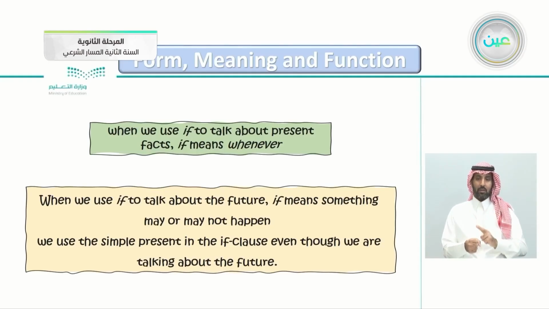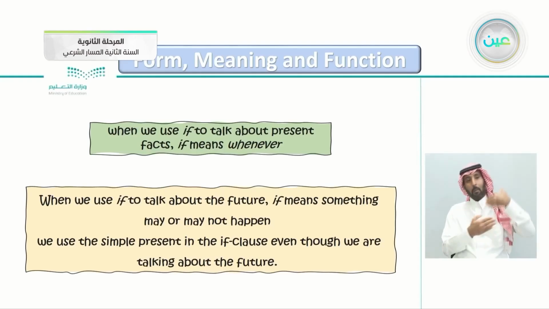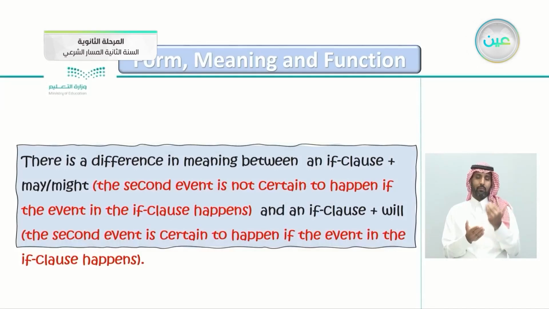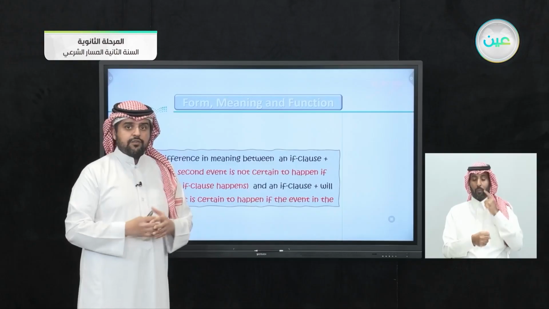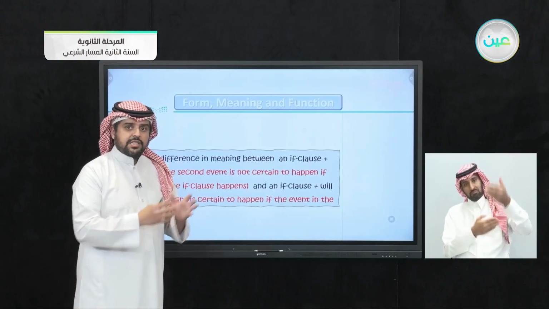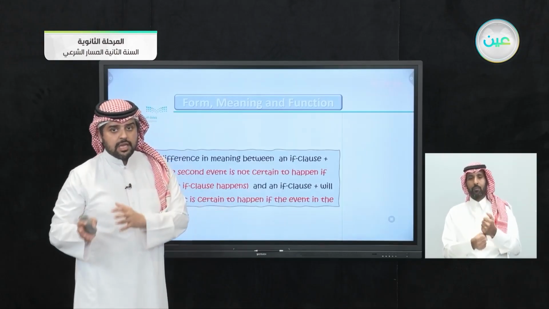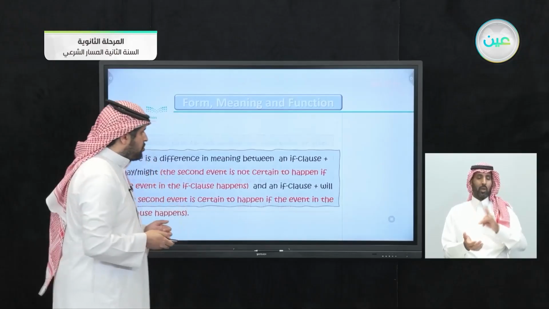When you use the simple present in the if clause, even though we are talking about the future, of course, this is mentioned before. There is a difference in meaning between an if clause plus may and might. The second event is not certain to happen if the event in the if clause happens. With if plus will, the second event is certain to happen. As mentioned before, when in the result clause we say will, we know that this is what's going to happen. If you say may or might, we are not sure.